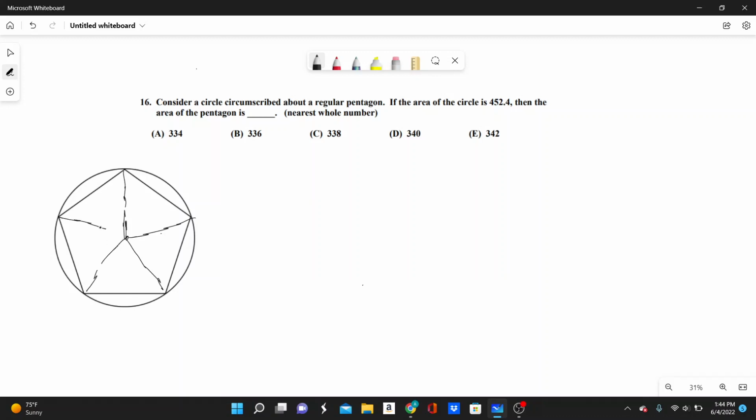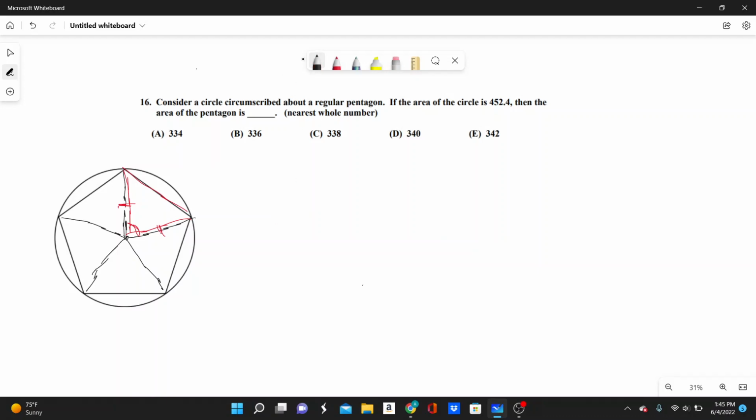The reason that I'm doing this is because since this is a regular pentagon, I know that all 5 of these triangles are going to be equivalent. And there's actually a formula for the area of a triangle that has to do with 2 sides and an included angle. So if I have, for example, on this triangle right here, this side, and this angle, then I can find the area of that triangle. And then to find the area of the pentagon, I can just multiply by 5.